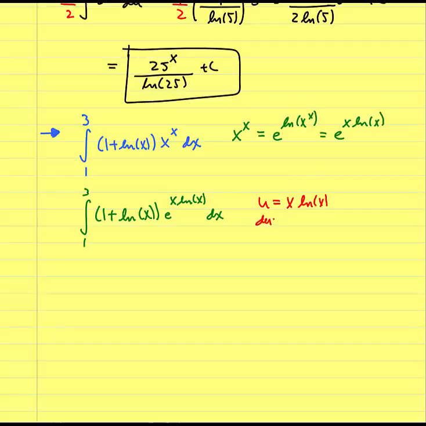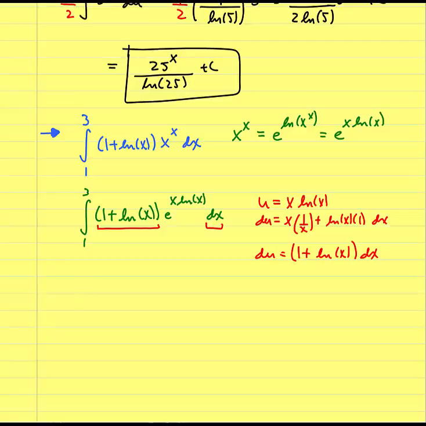Now my du is going to be the product rule. So I have the first times the derivative of the second plus the second times the derivative of the first, dx. So the x's cancel and I'm left with 1 plus the ln of x dx, which is what I wanted. So here's my 1 plus ln of x, here's my dx.